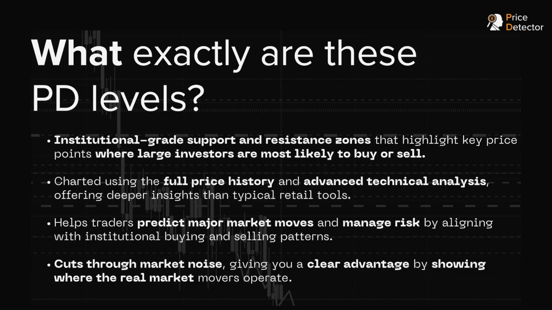What's really special about our PD levels? Well, they are institutional grade support and resistance zones. They identify where large buyers and investors, i.e. smart money, would step in to support price, or where they might step in to resist or sell down for a certain crypto. They're charted using advanced, methodical, strict, objective TA that accounts for all the crypto's price action history since its listing.